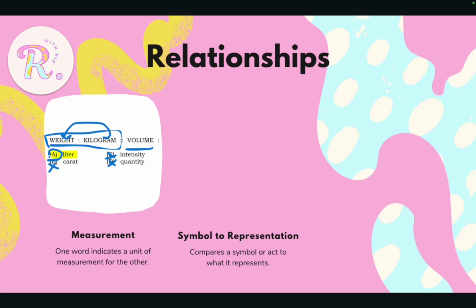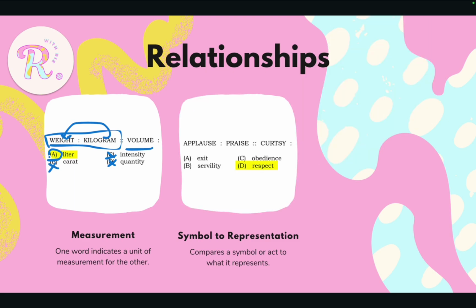Symbol to representation. So it compares a symbol or act to what it actually represents. You have here applause is to praise as curtsy is to blank. I couldn't find a more appropriate example of this one, but this is very close, okay? An applause would signify praising someone, right? So that is the relationship. For curtsy, what does curtsy represent? It does not represent exit or civility or obedience. It most likely exudes respect.